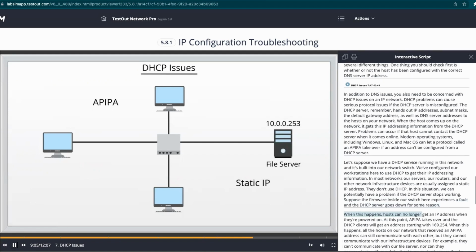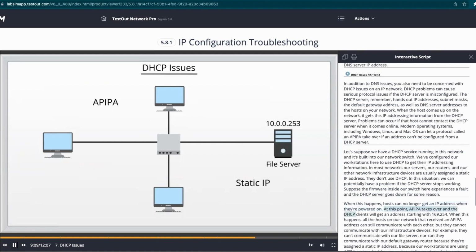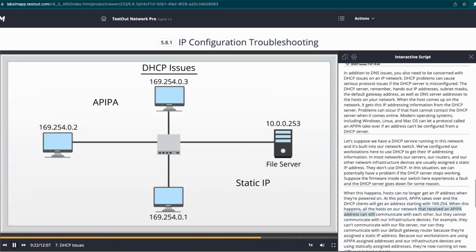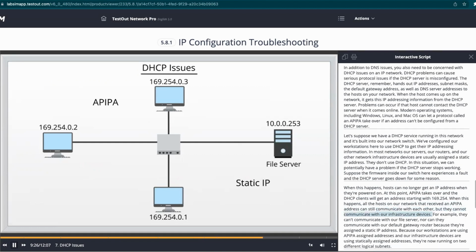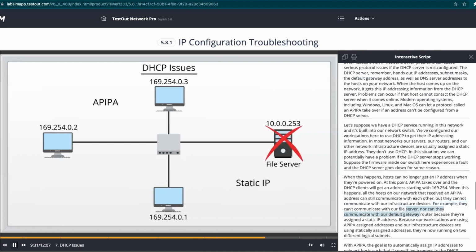When this happens, hosts can no longer get an IP address when they're powered on. So at this point, APIPA takes over and the DHCP clients will get an address starting with 169.254. Now, when this happens, all of the hosts on our network that received an APIPA address can still communicate with each other, but they cannot communicate with our infrastructure devices. For example, they can't communicate with our file server, nor can they communicate with our default gateway router because they're assigned a static IP address.